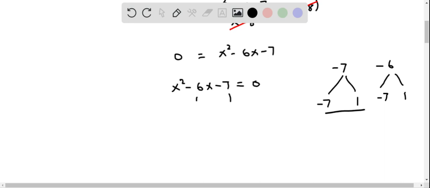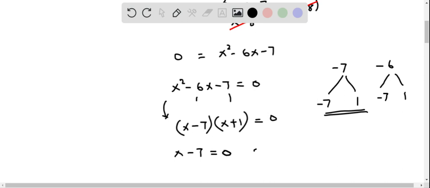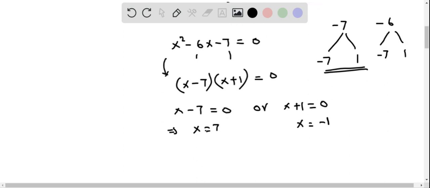So we have found that the two numbers are negative 7 and 1, and this means we can write this quadratic equation, or the left side expression, as a product of two linear factors, that is x minus 7 times x plus 1, and this equals 0. And from this we can solve for x, that is x minus 7 equals 0 or x plus 1 equals 0, and this gives x equals 7, and this gives x equals negative 1. So therefore we say that these are the two intercepts, that is the x-intercepts of the function.